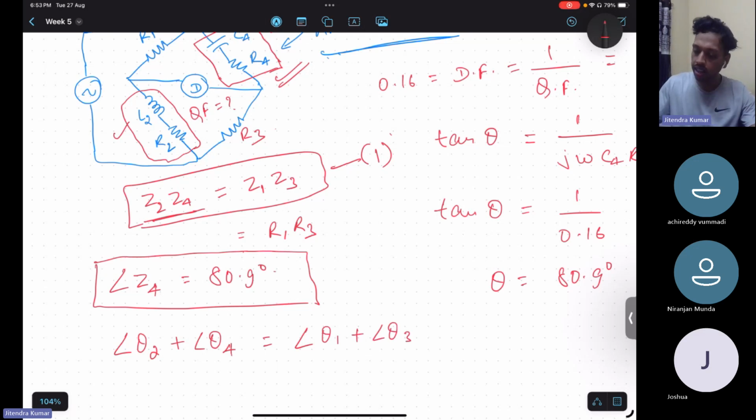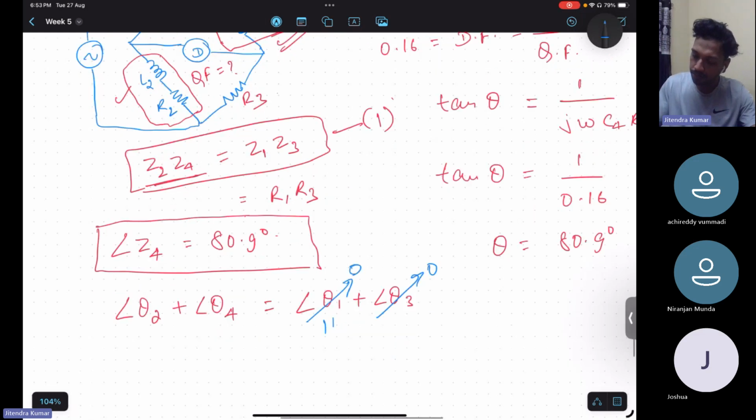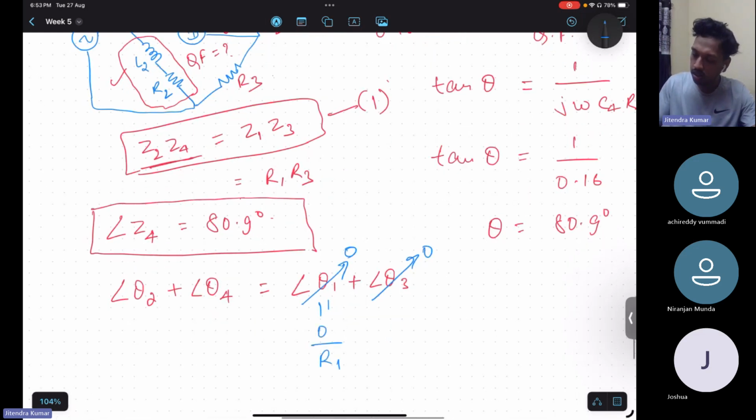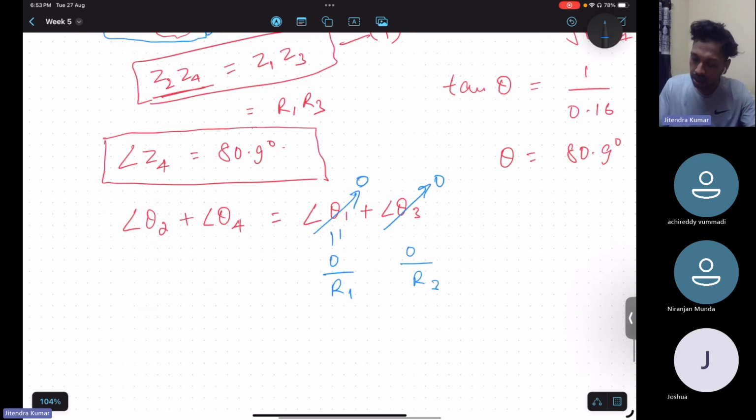Since both are real, all of them will be equal to 0. Since no imaginary terms are there, tan theta is equal to 0 by R3 and 0 by R1. So both are 0, isn't it? It will be 0. Now we are left with only theta 2 plus theta 4 equal to 0, which means the angle theta 2 is equal to minus 80.9 degrees.